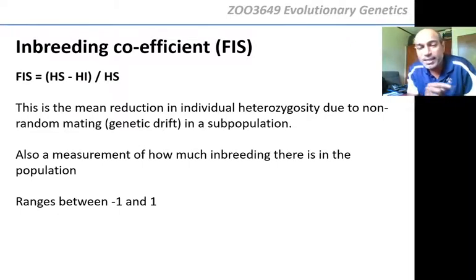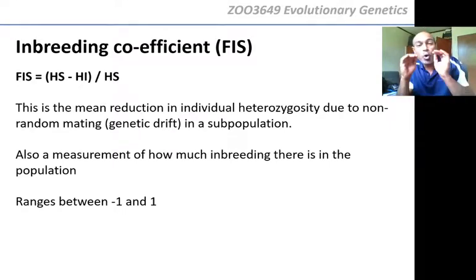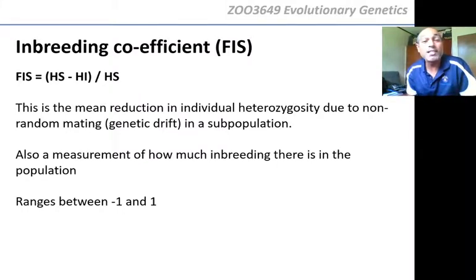Whereas if FIS is from 0 to -1, it's called negative FIS. That means it's negative inbreeding, and that's a good thing for the population. It means there's more mating with non-related individuals. So homozygosity is coming down in that population. Okay? And so that is a good thing for the population, and it's not inbreeding when FIS is a negative number.